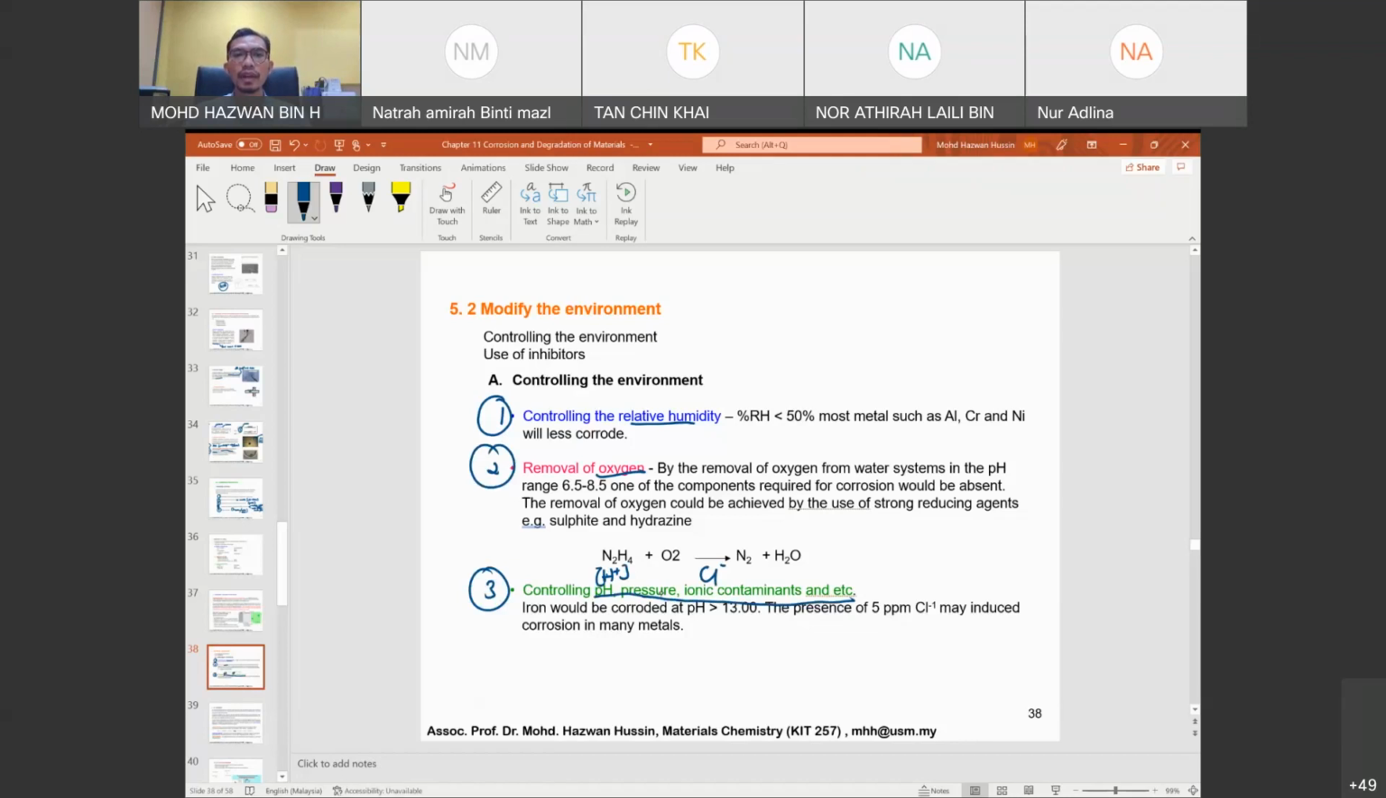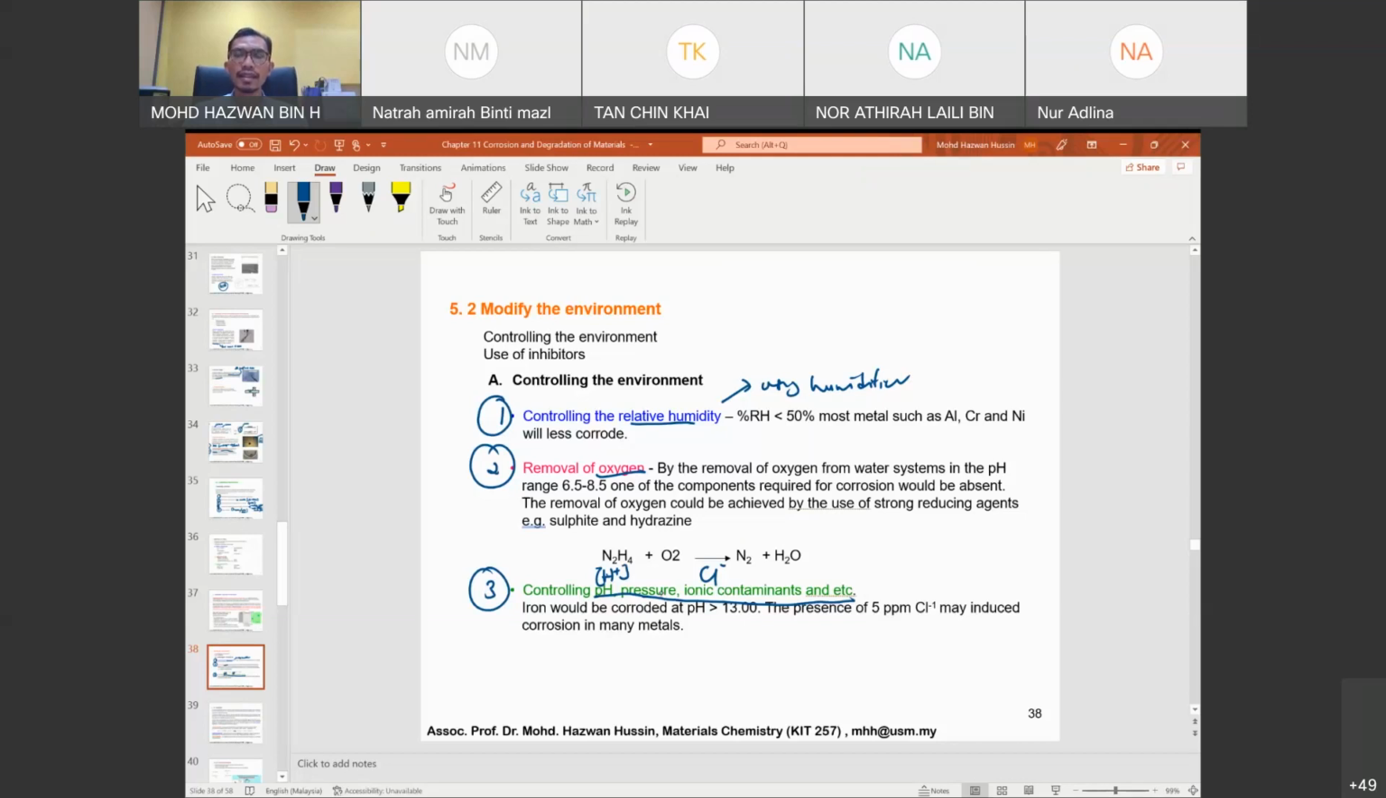Okay, so modifying the environment can be done by first controlling the environment. Controlling the environment can be done by controlling the relative humidity. If you know that the environment is very damp, very humid, with the relative humidity more than 50%, then you know that your environment is highly corrosive. But you can reduce the relative humidity by using a humidifier. So a humidifier can make the environment more humid or less humid.